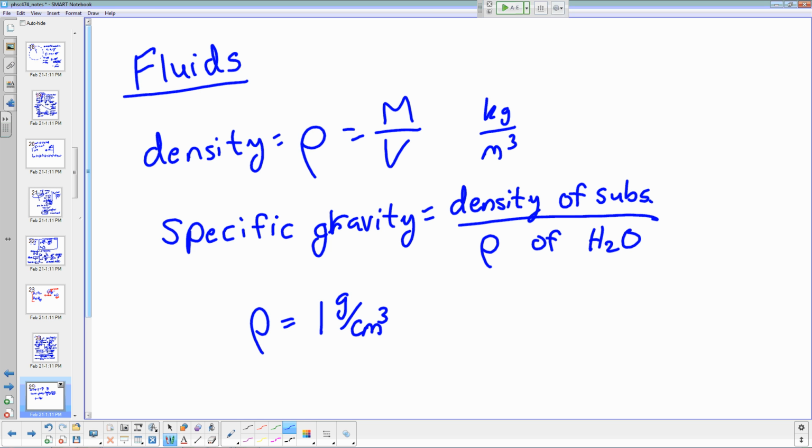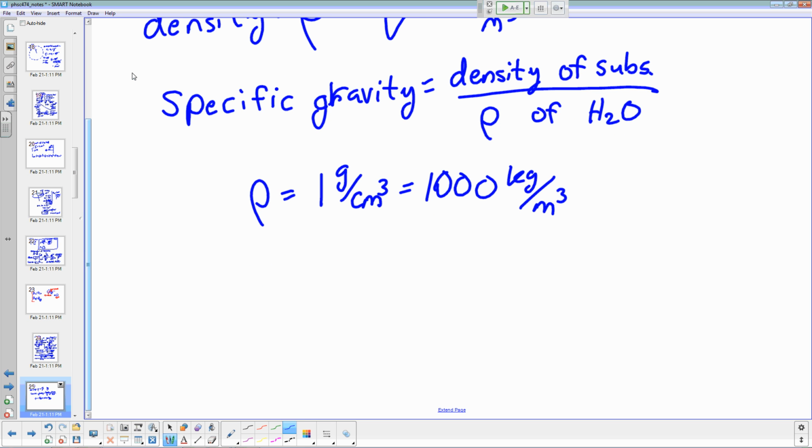Actually, the standard for the kilogram used to be based on the mass of water, so that's why it's equal to 1. And this is equivalent to 1,000 kilograms per cubic meter. So if you had a cubic meter of water, a big cube of water about like this, it would have a mass of 1,000 kilograms.